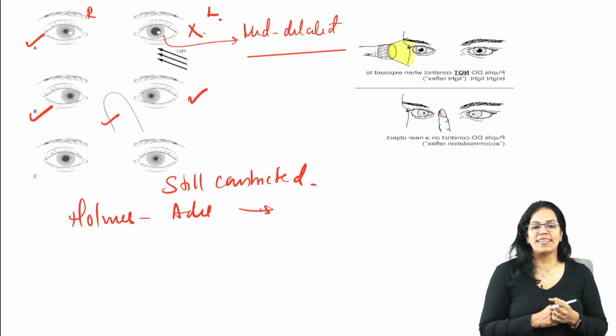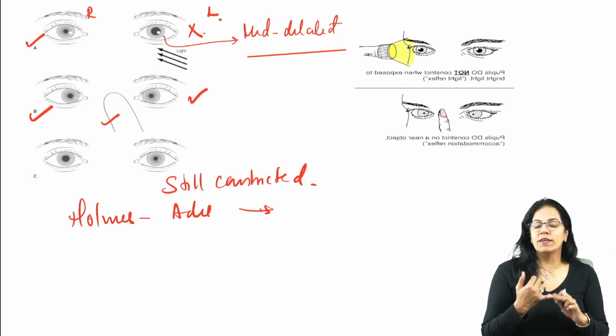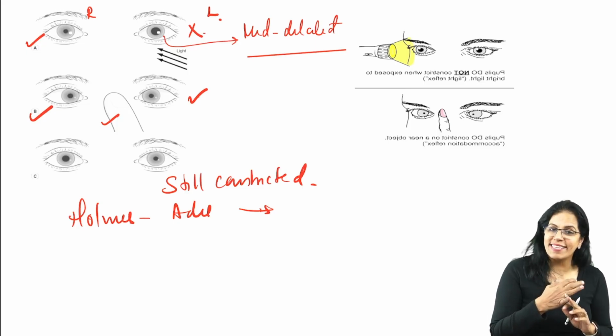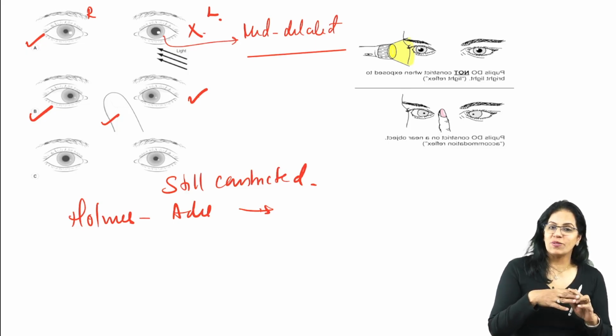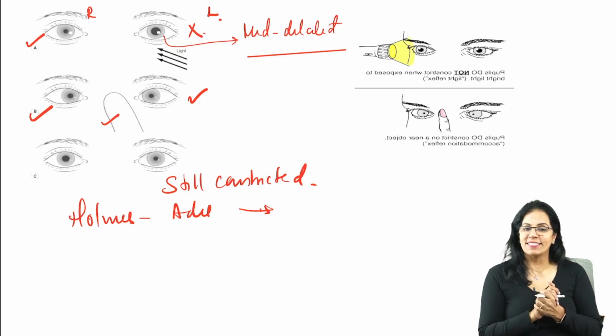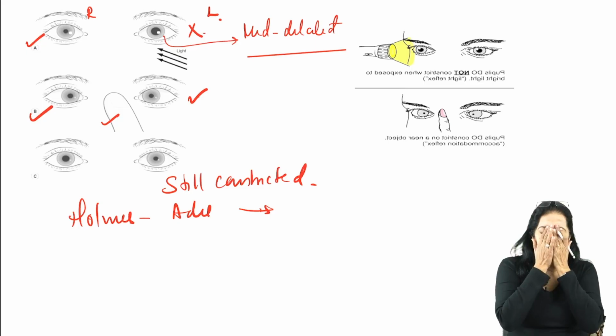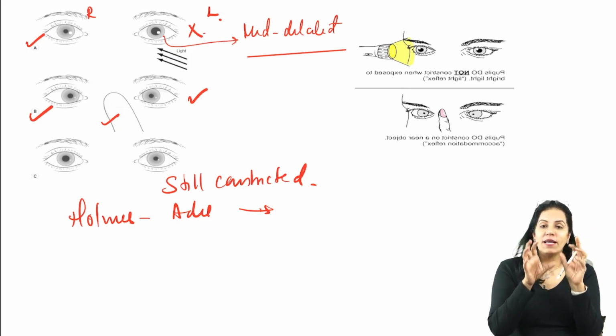This is your Holmes-Adie. Quickly giving you some points here, it is generally seen in middle-aged females complaining of photophobia or anisocoria, that is difference of pupil size. Okay, how will you confirm the whole thing? How do you do that? What do you say? We are giving pilocarpine.